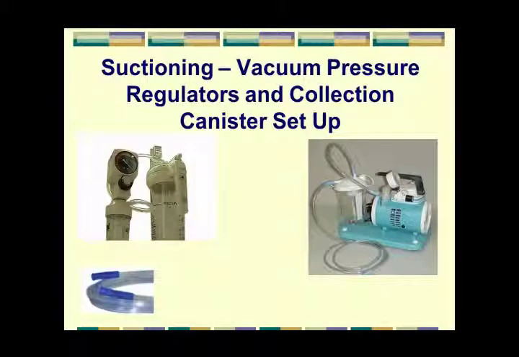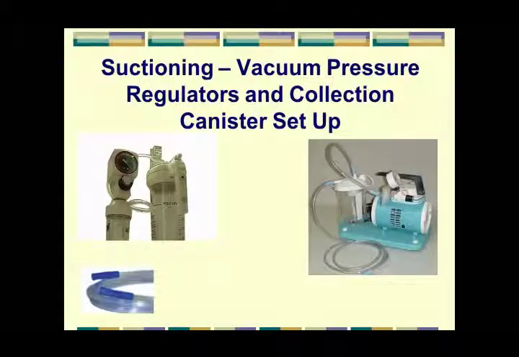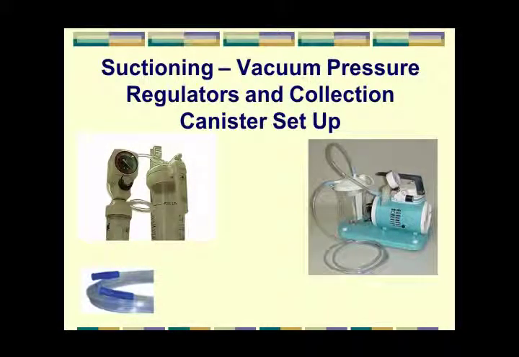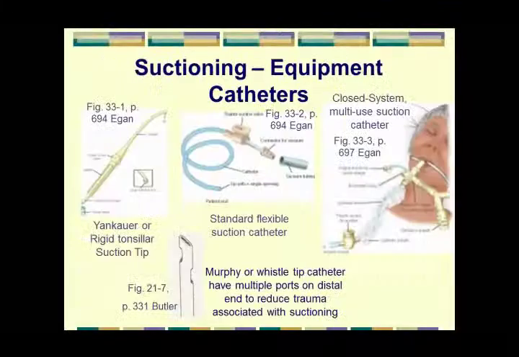Here's an example of some of the regulators that you'll end up having. I have a control knob here which allows me to alter the vacuum pressure. You can see my suction collection chambers with my attached tubing. One end will be connected to the collection chamber, and one end will be connected to your suction catheter itself. So there's our regulator that's going to control the amount of pressure involved, our collection chambers, and our connecting hose.